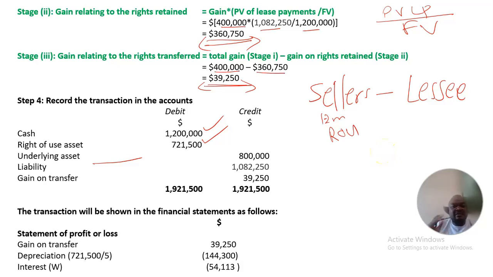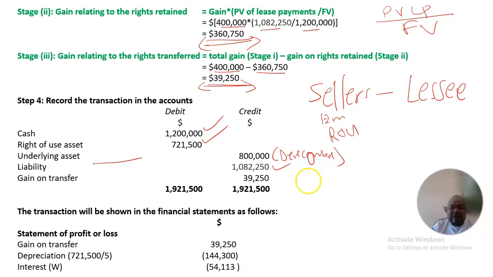Then on the credit side, we are going to derecognize the original asset, the carrying amount of the asset. It has been derecognized by crediting the 800,000, which was the original carrying amount. Then we have to recognize a lease liability, which we have computed in step 1. Please revisit step 1. This was the lease liability, the present value of lease payments.